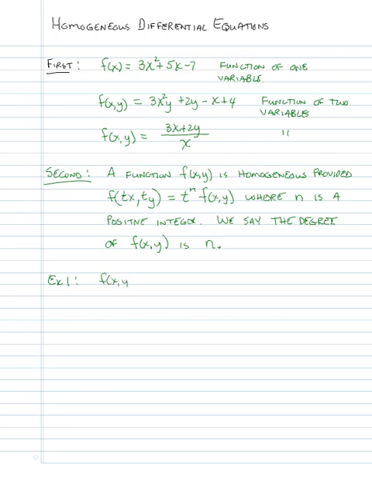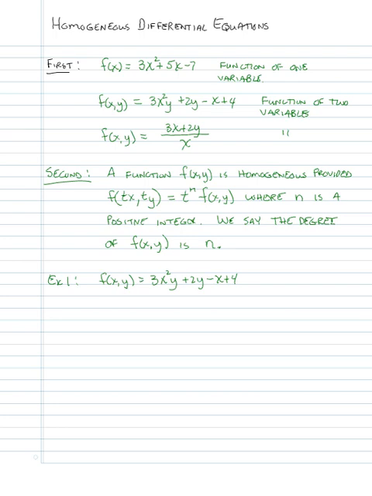f of xy is equal to 3x squared y plus 2y minus x plus 4. Now, let me point out that in this particular example, this is a polynomial in two variables. To find the degree of the polynomial, we look for the highest degree term, and you tell the degree of a term by the sum of the exponents on the variables in the term. So if you look at the first term, 3x squared y, the exponent of 2 plus the exponent of 1, the degree of that term is 3.